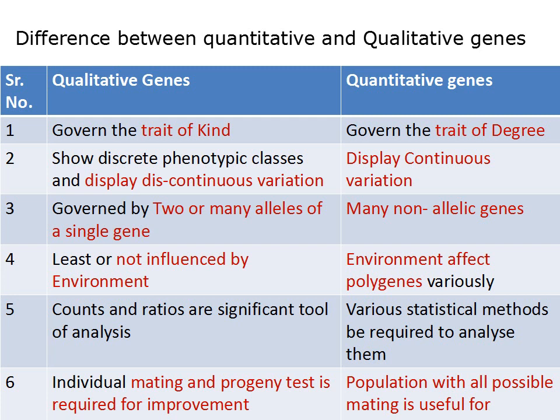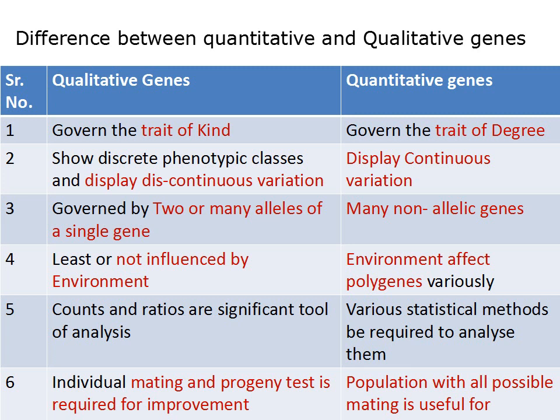And now the fourth one, least or not influenced by environment. There is very little, or you can say negligible, environmental effect in the case of qualitative genes. In the case of quantitative genes, there are environmental effects. Polygenes are affected variously due to the involvement of various environmental factors.